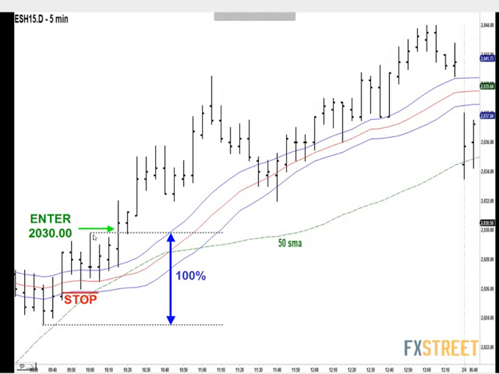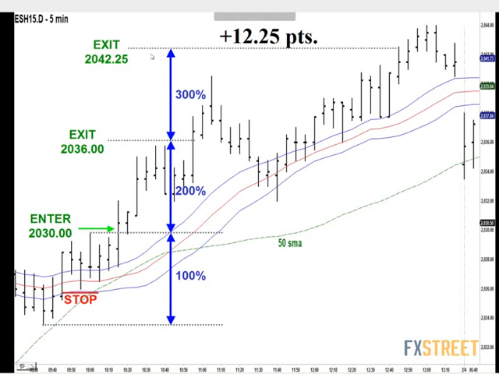We simply measure the range now. Here's where the top was, and here's where the rally began. So here's 100%. If you wanted to exit at 200%, we could have exited in the next 20, 30 minutes and made a quick 6 points. So we're roughly risking 4 points to make 6. All right. If you wanted to exit at the 300% range, you'd exit here at 42 and made 12 points. Okay, you're roughly risking 4 points to make 12 points.